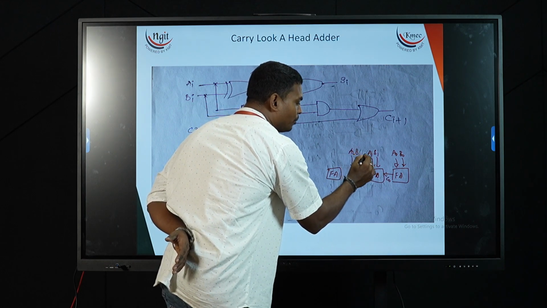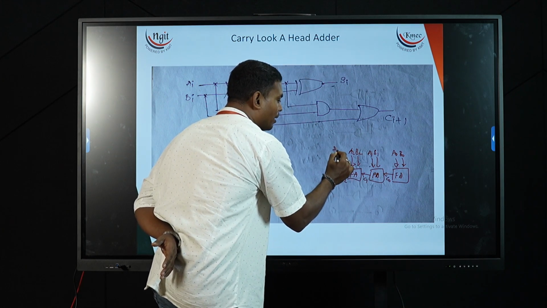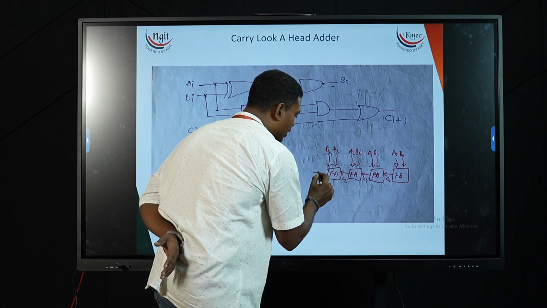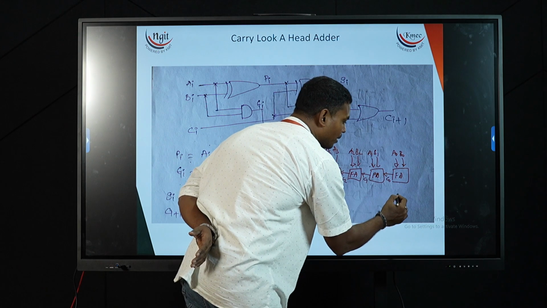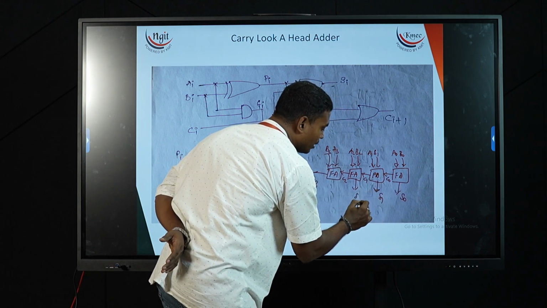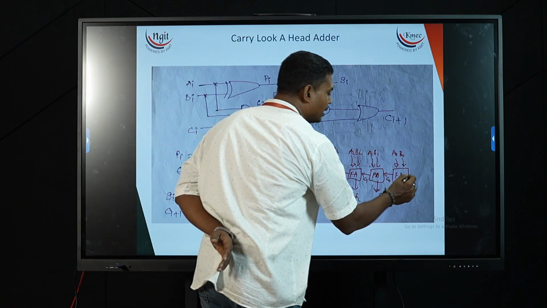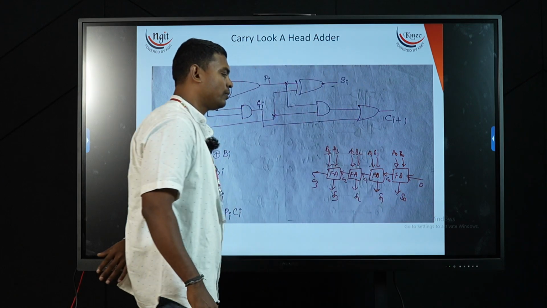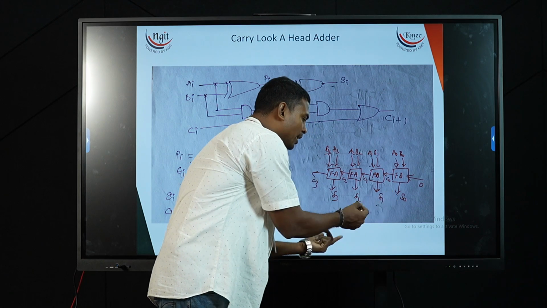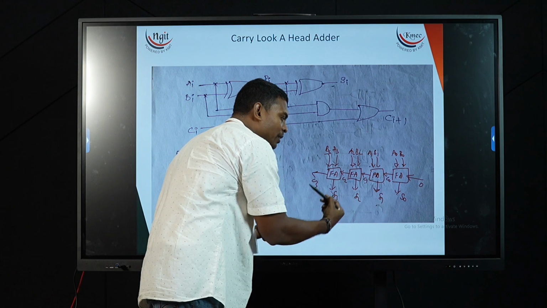A2, B2, C2 should go to the next stage. This will be A3, B3, which will give you the C3 value. Here S0, S1, S2, S3. Now the initial stage carry I am considering to be C0. So to generate S1 I should wait for C0. To generate S2 I need to wait for C1. To generate S3 I need to wait for C2.